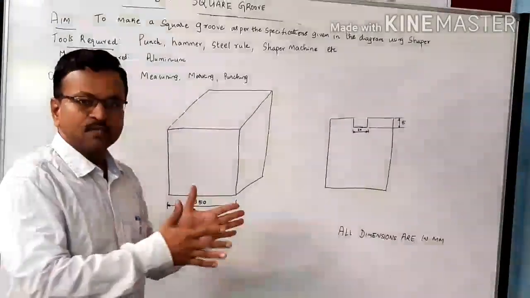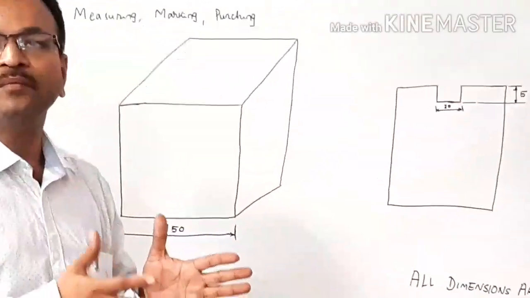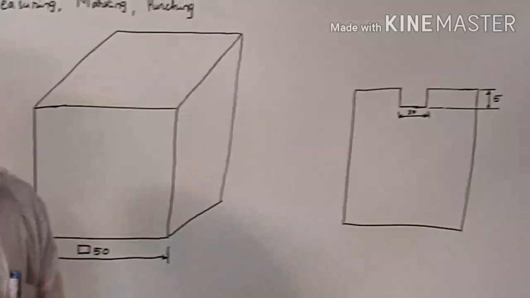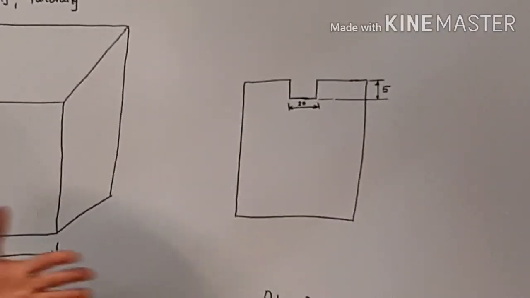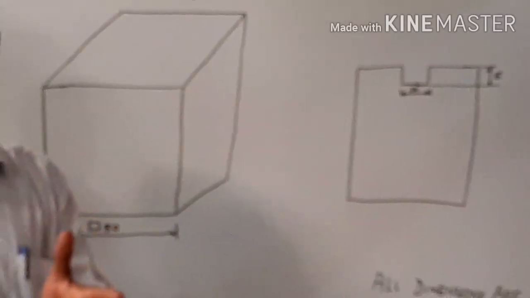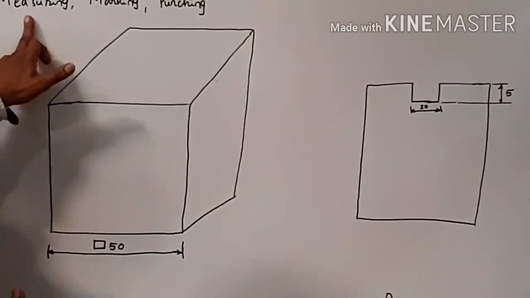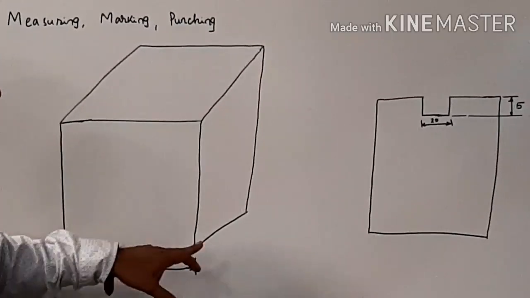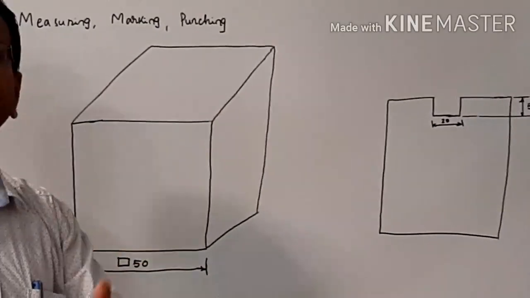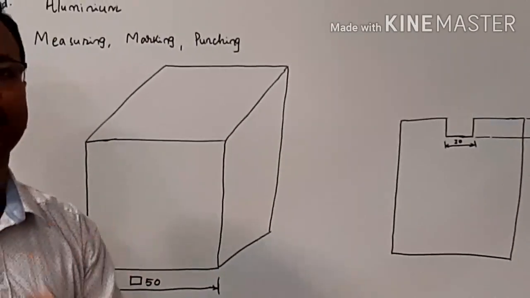This square block will be of some irregular shape, so you have to make it length 50, height 50, breadth 50. All perfectly you have to make it. By measuring, you have to just measure 50, 50, and the extra material you have to remove by the shaping machine.